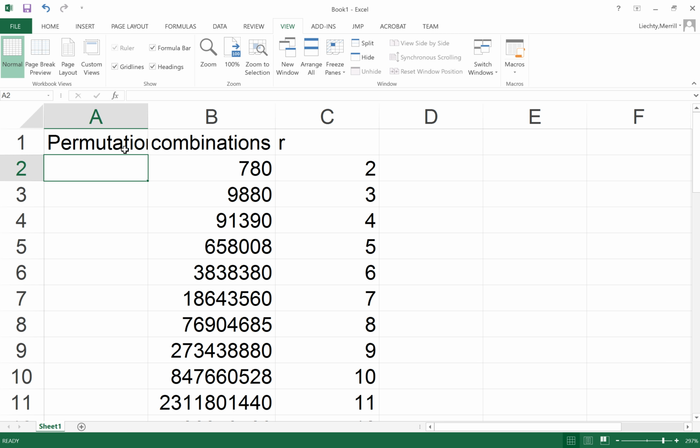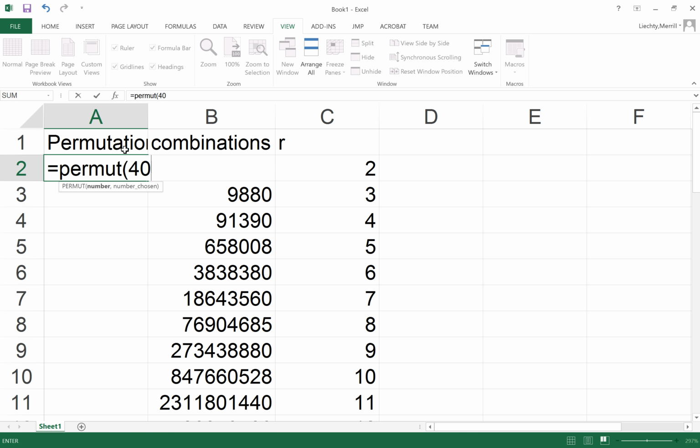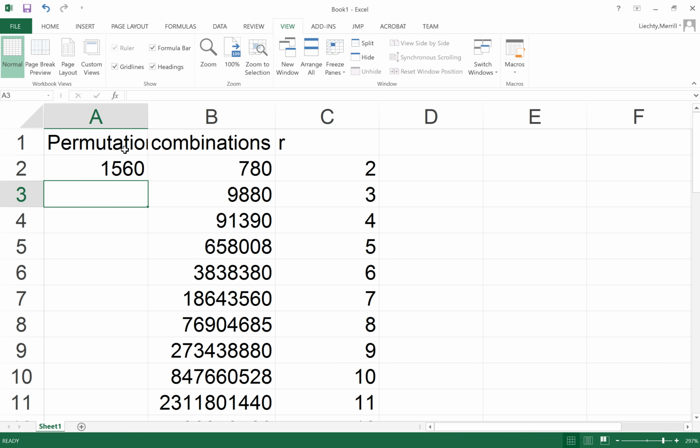So n is still 40. In Excel, the function is PERMUT(40, 2). If I'm selecting 2 of you guys, so 2 out of 40, but I care about the order. In other words, if I pick Jeff first and then Samantha, that's different than picking Samantha first and then Jeff.